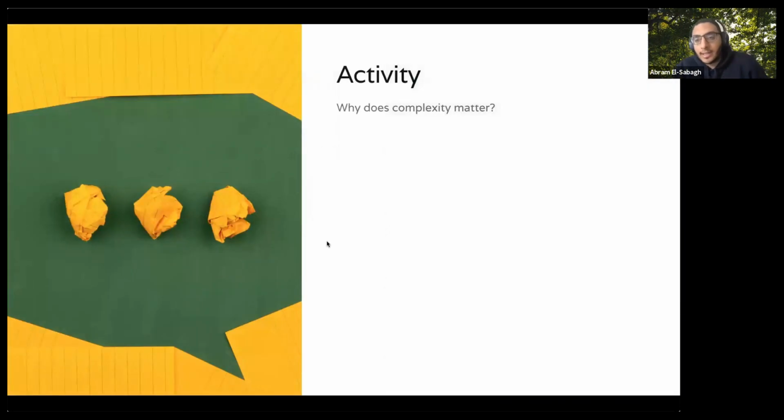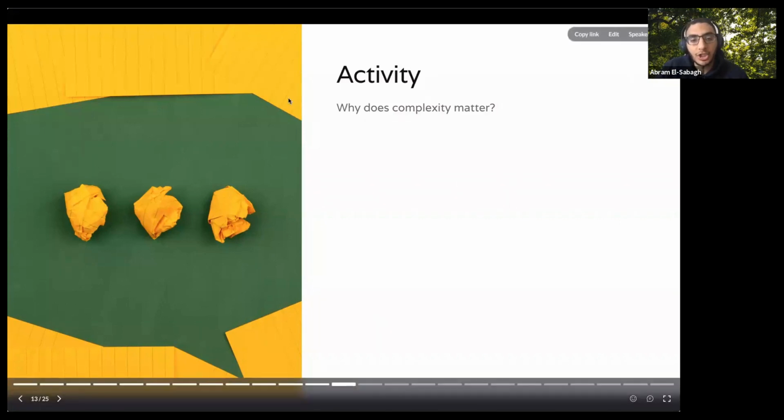All right, here's the next question. The big question is, why does complexity matter? We'll go again into breakout rooms, and we want to hear from you. Why do you think complexity matters to you, to your work, to the impact that you want to have? Any questions about that? Put your thoughts down in the Miro board and we'll share back when we come back. If you have any questions, just unmute and ask, or send a message in the chat.